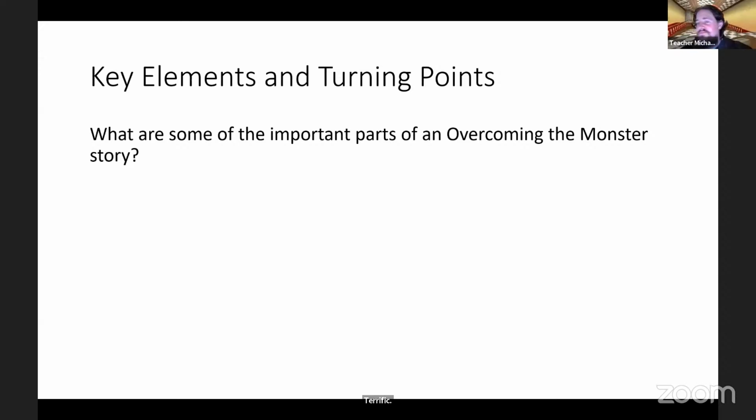Okay, so let's have a think about what we've covered. We've talked about what the overcoming the monster story is. We have talked about the two parts we need, so the imperfect hero and the seemingly invincible monster. Do we have any questions about that before we move into the next part of the class?